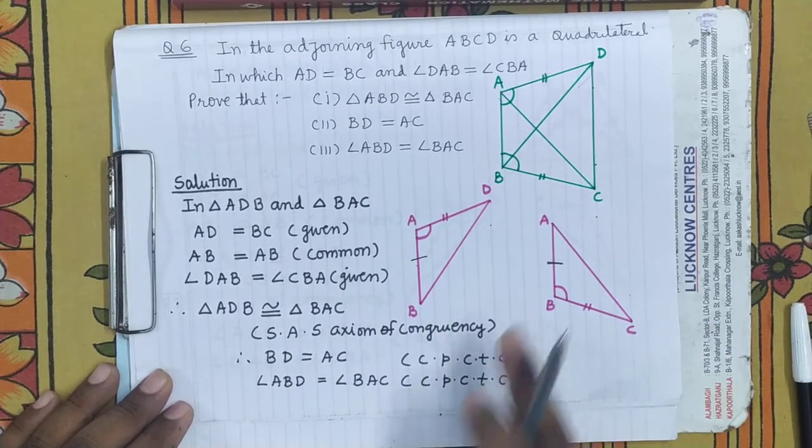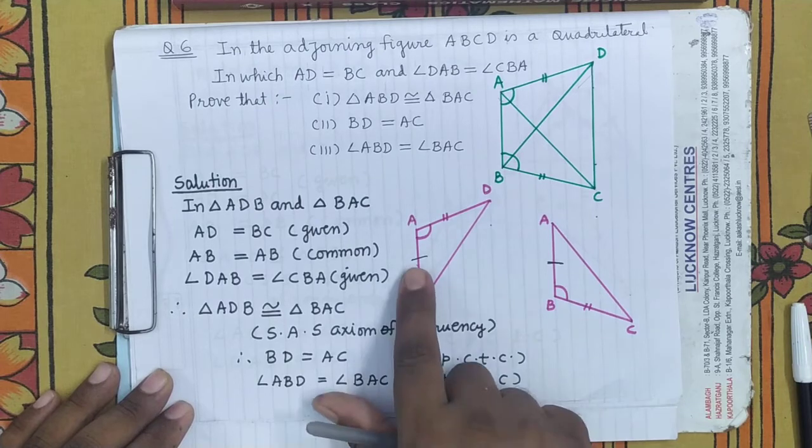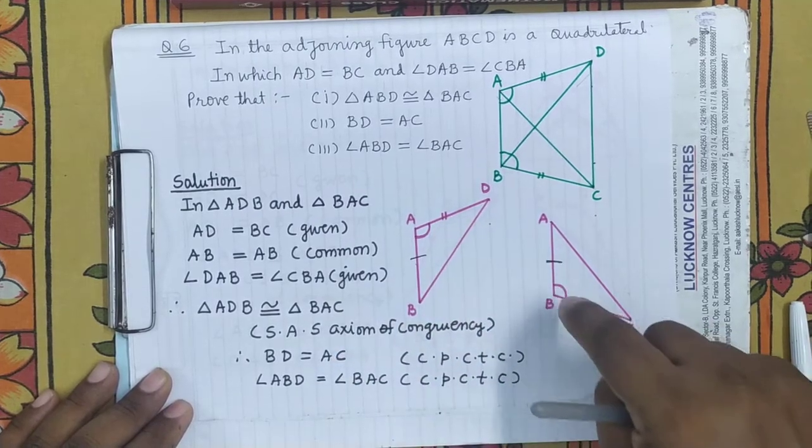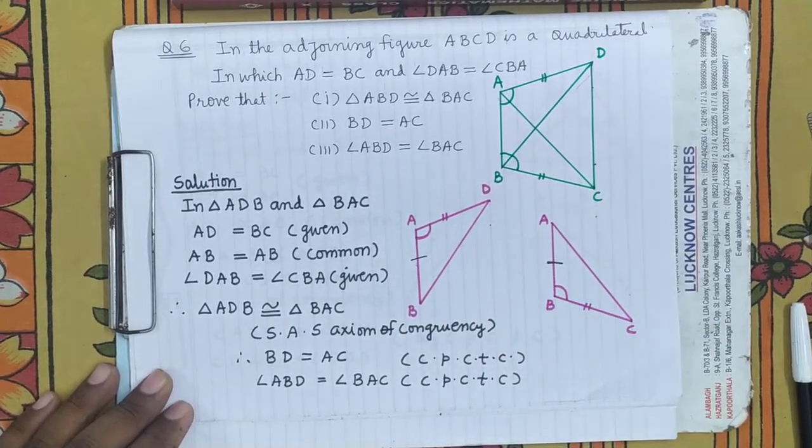So both the triangles will be congruent by which congruency? SAS. It is clear? Here the angle is included by a pair of equal sides. Therefore, triangle ABD is congruent to triangle BAC.